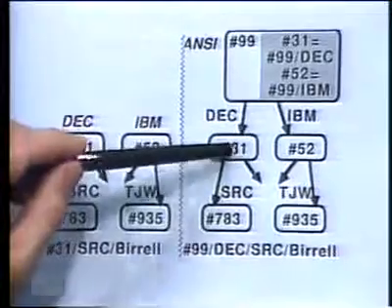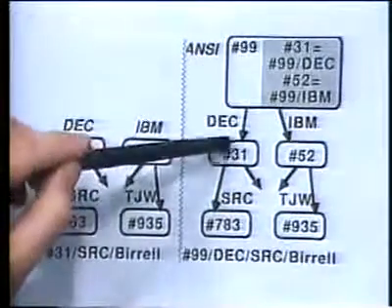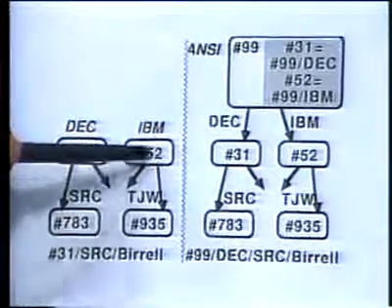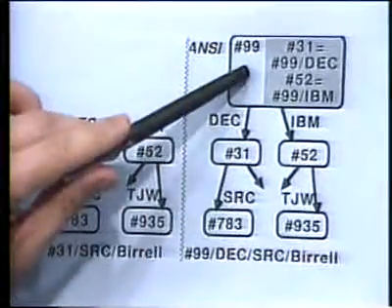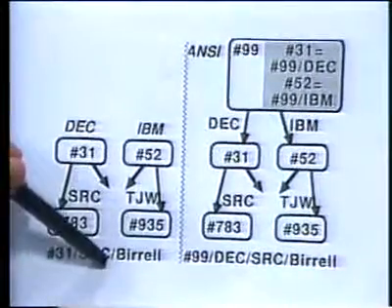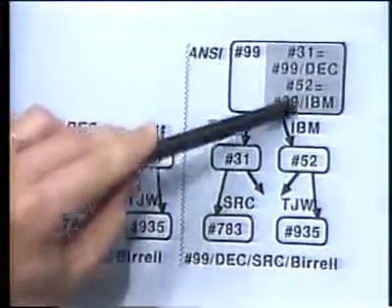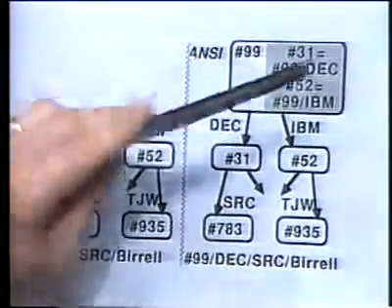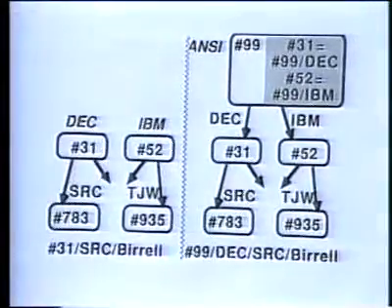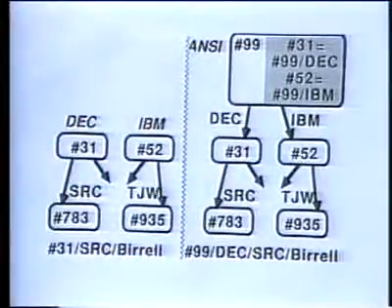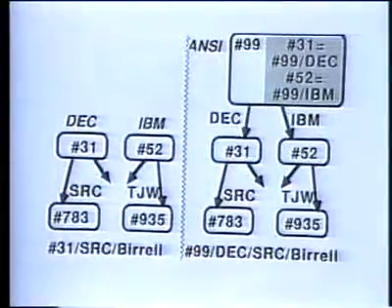So the unique identifier 31 is mapped into 99 DEC. The unique identifier 52, which was the identifier for the IBM directory, is mapped into 99 IBM. Now if we walk up to this root and say, I want to look up 31 SRC/Birrell, we can consult this table in the gray, and we'll see that what this really means is this, which is a name that can be looked up quite properly in here. So in this way, you can add to the top of the namespace without disrupting the old names.